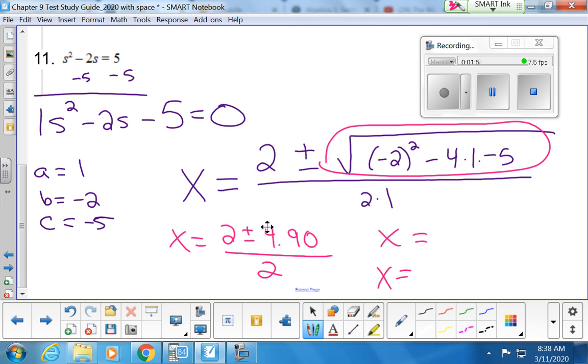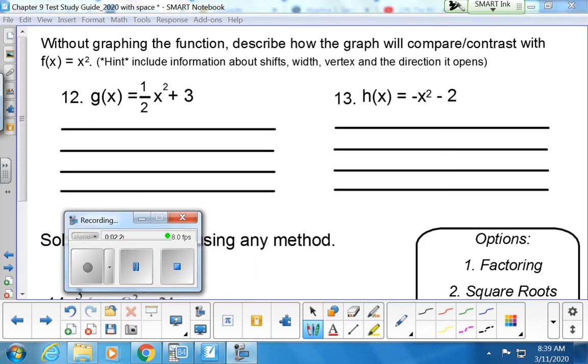I still have people not clicking enter before they divide. If you don't want to click enter before you divide, you do need to use parentheses around the top. So it's 2 plus 4.90. Enter. Divide by 2. 3.45. You can't see the board. Move. Right here, buddy. 2 minus 4.90. Enter. Divide by 2. -1.45. Is that what you guys got? Yeah.